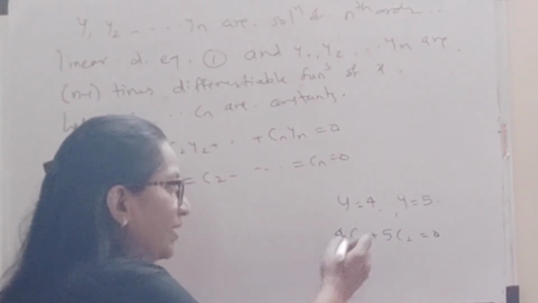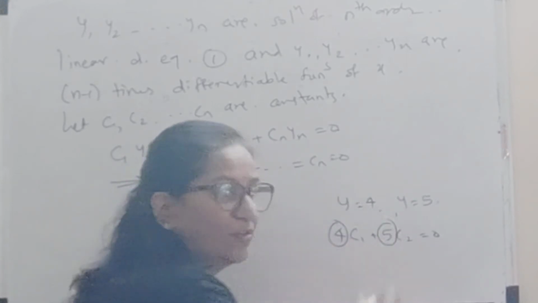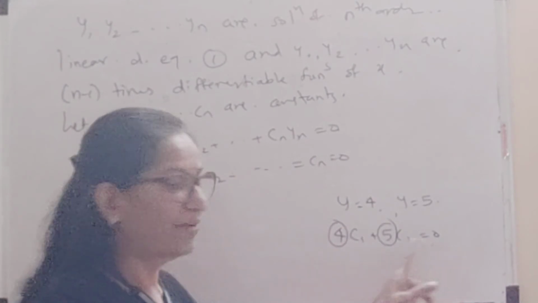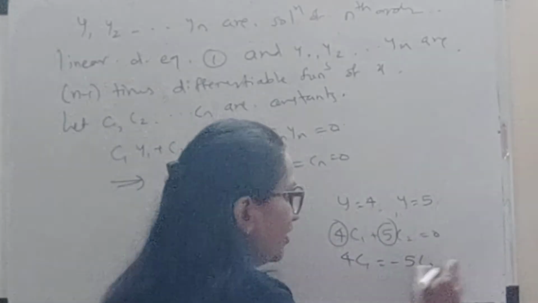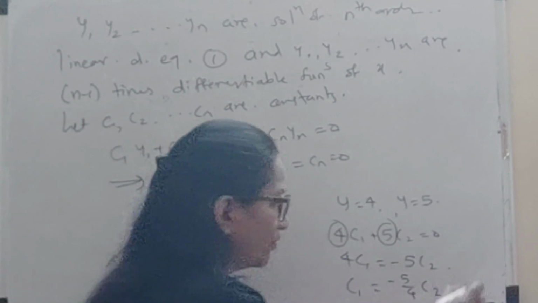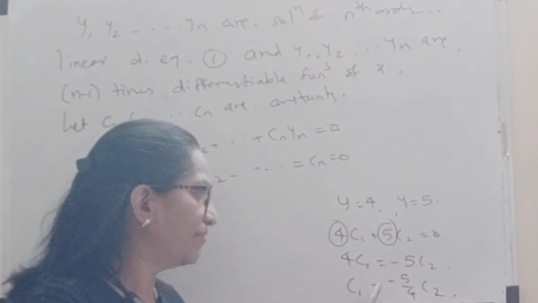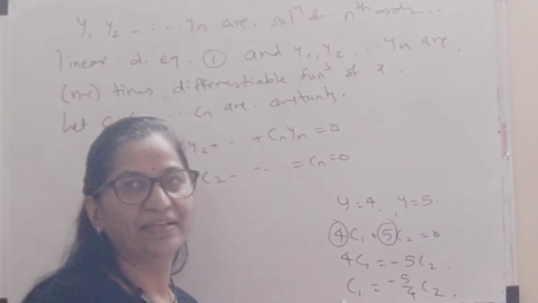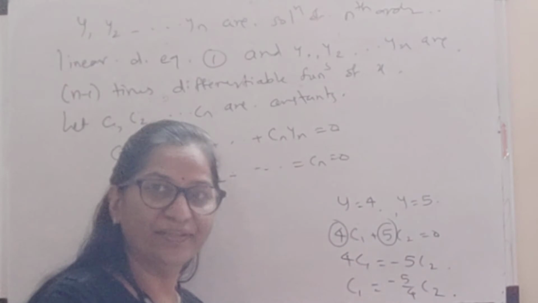So what I am getting here: 4 is non-zero, 5 is also non-zero, and this linear combination is equal to 0. When is it possible? If 4C1 is equal to minus 5C2, or C1 is equal to minus 5 by 4 times C2. So C1 depends upon C2. Therefore C1 and C2 are dependent, and they are non-zero.